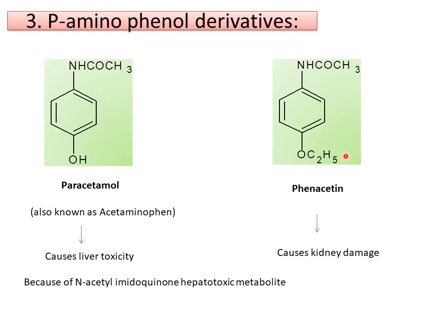Next one is phenacetin. It has the same structure as paracetamol, but the difference is that instead of hydroxy, it possesses an ethoxy. That is the only structural difference between paracetamol and phenacetin. The major side effect of phenacetin is that it causes kidney damage. That is about para-aminophenol derivatives.